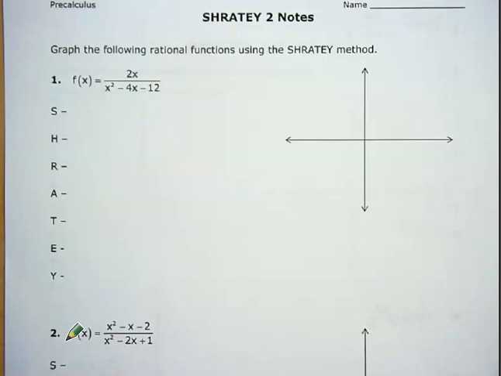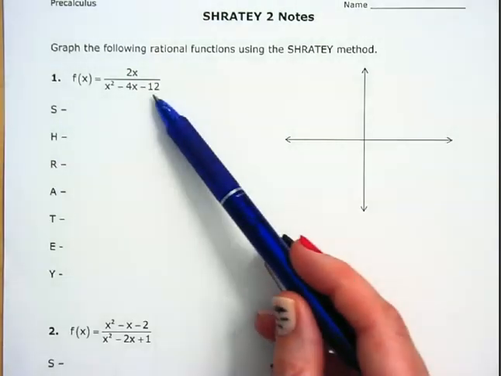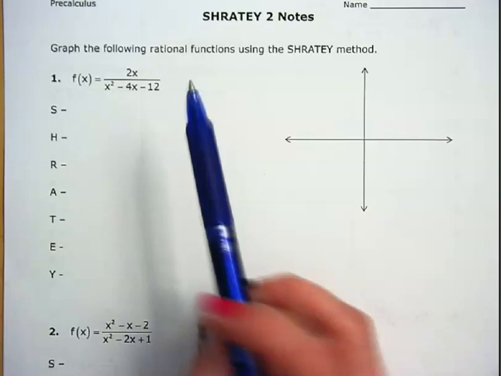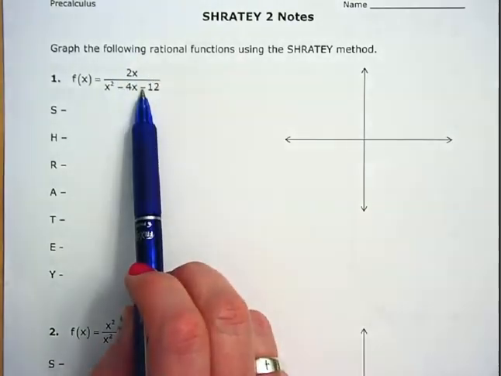In the previous two lessons we did, both where we wrote the equation from a graph and the last SHRATEY lesson, we were working with equations that were already in factored form. And what's changed today is that we have to do the factoring ourselves first. So we want to begin by getting this in factored form.